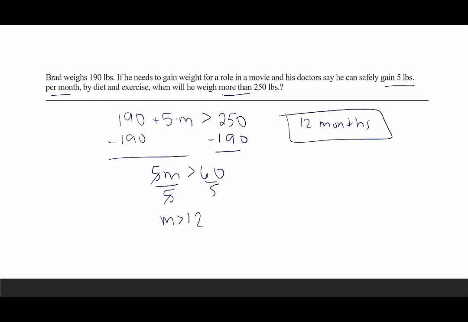So they're going to have to wait 1 year before they can start filming this movie, if that's what needs to happen for Brad. At least. Actually, it needs to be more than 12 months. So it would be 13 months, because he needs to weigh more than 250 pounds. So we're going to say at least. Put a little disclaimer on there.